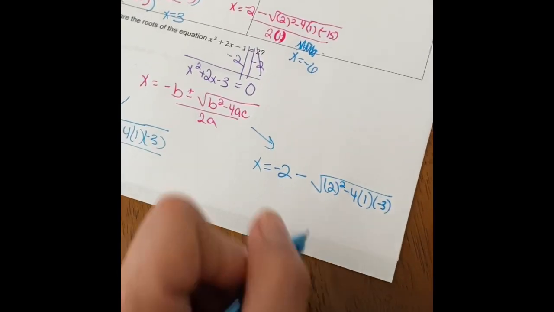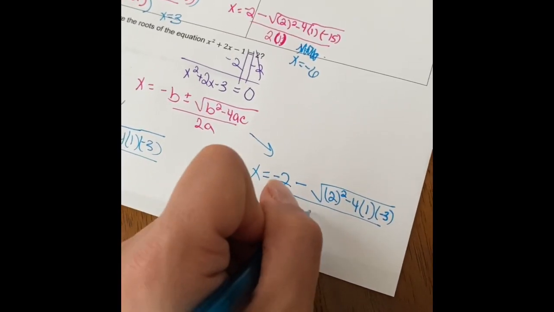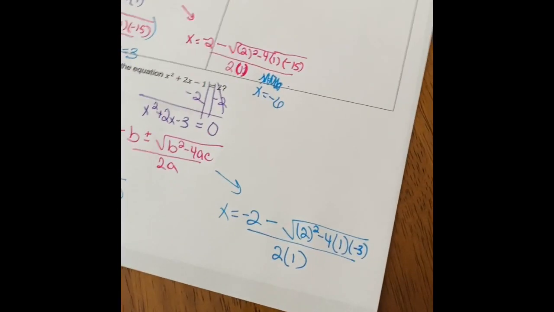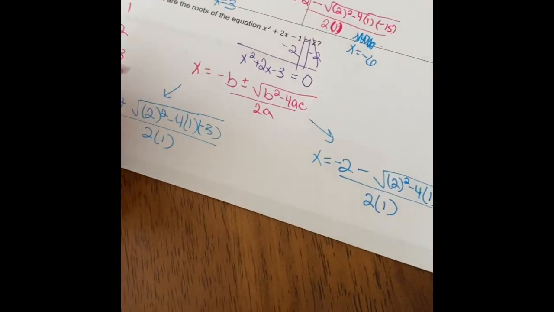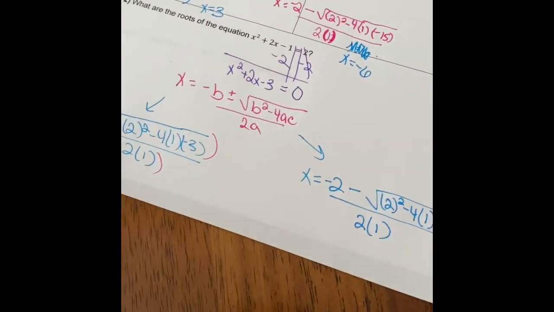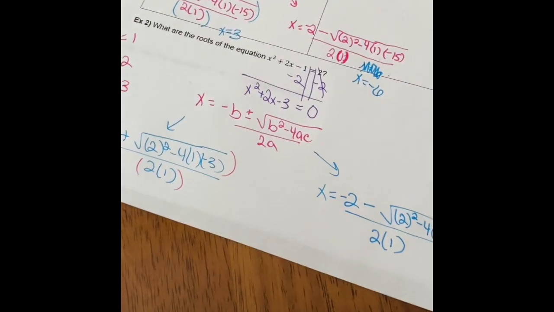Okay, so I'm just filling in for my variables there, all divided by 2 times a. Now remember, the numerator gets its own set of parentheses, and the denominator gets its own set of parentheses when I'm typing it here into the calculator.